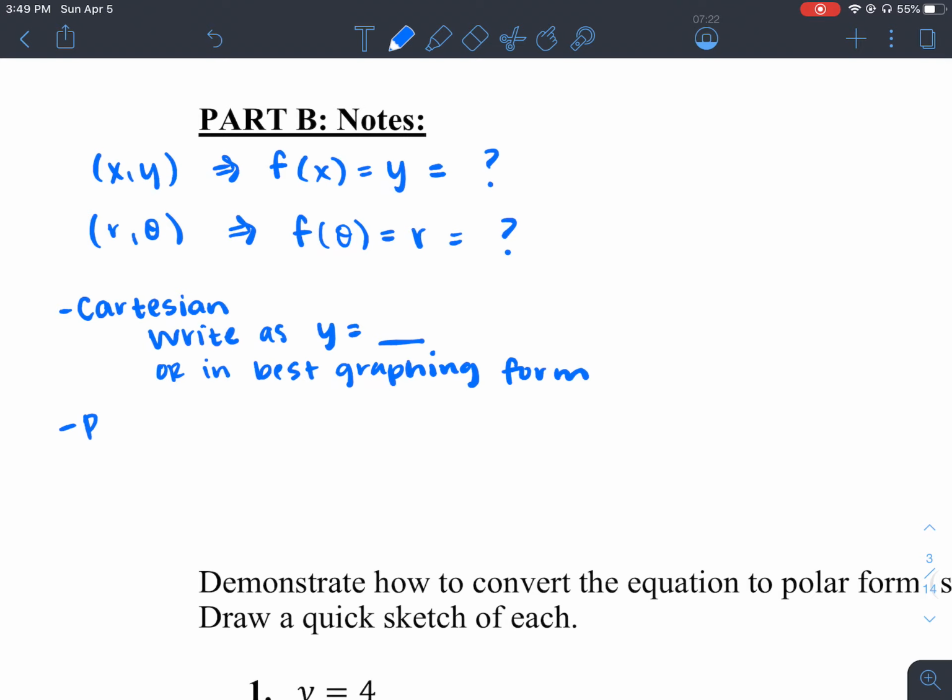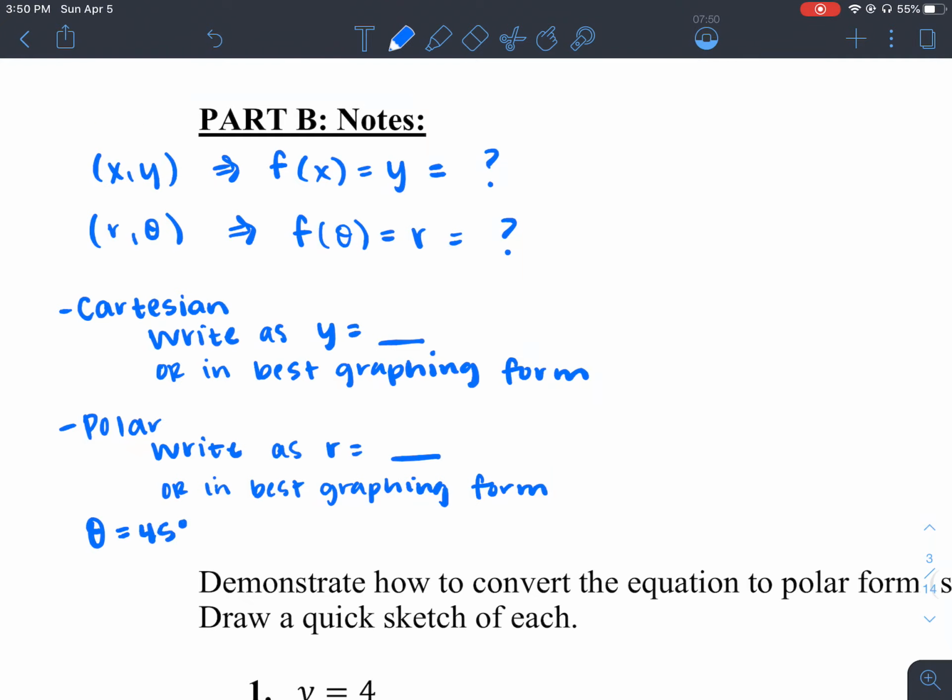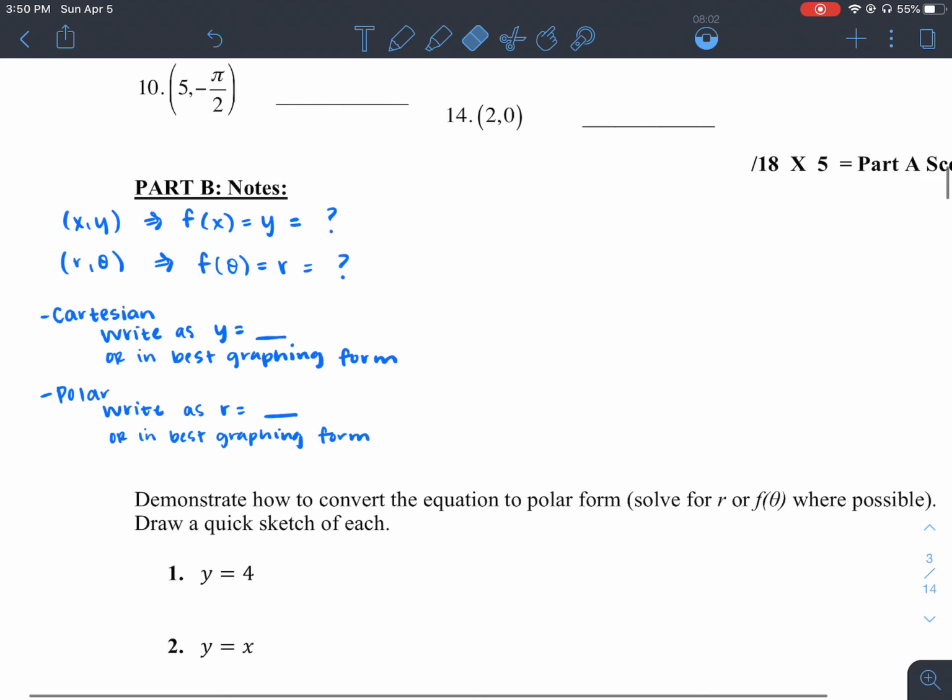The same thing follows for polar. For polar, we want to write our equations as r equals something. That's what we would consider to be simplified: r equals something, or in best graphing form. So if I want, say, the line x equals y in polar coordinates, that's going to be the line theta equals 45 degrees. I can't write that as r equals something, so this would be my best graphing form. This would be simplified. All right, so we're going to do a couple examples. We have 5 examples.